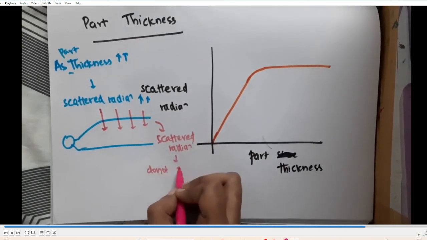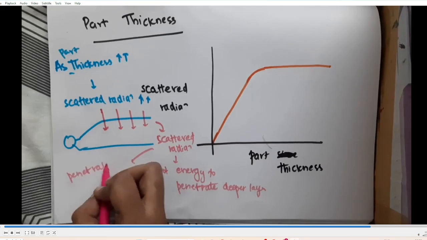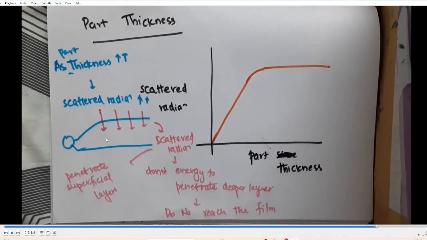But the scattered photons which originate from the upper layers of the patient do not have sufficient energy to reach the film. Unfortunately, we have little control over the part thickness. So these do not have the energy to reach the film.